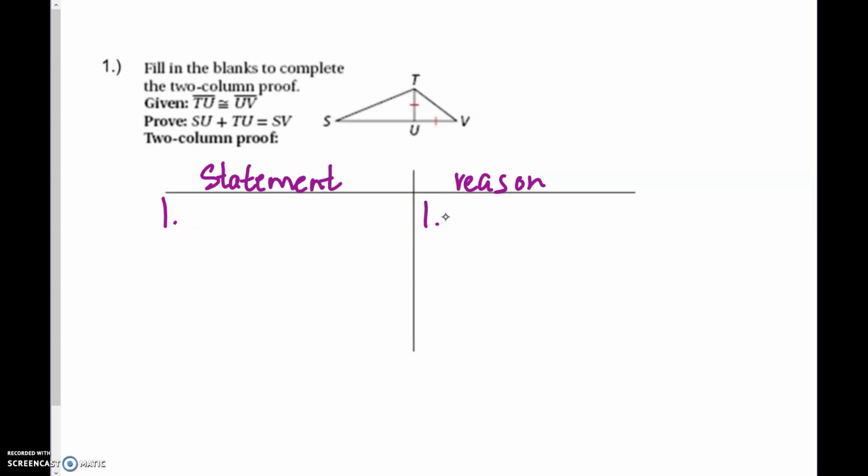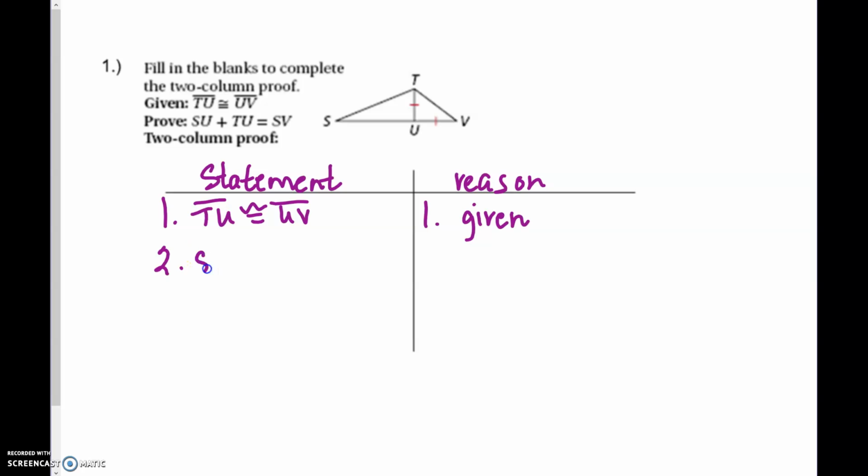Okay, so all proofs are going to start either from getting information from the diagram, or you're going to start by putting in the given information that they gave you. So they are giving you that TU is congruent to UV. This is given information. All right, step 2. Well, they want us to prove that SU plus TU equals SV. So we need to get this SU and this SV somehow in our proof.